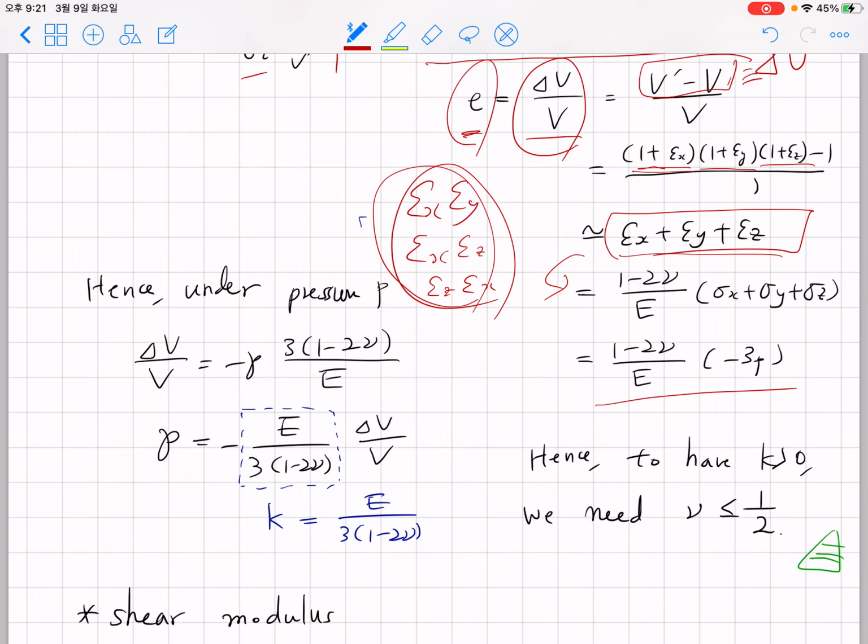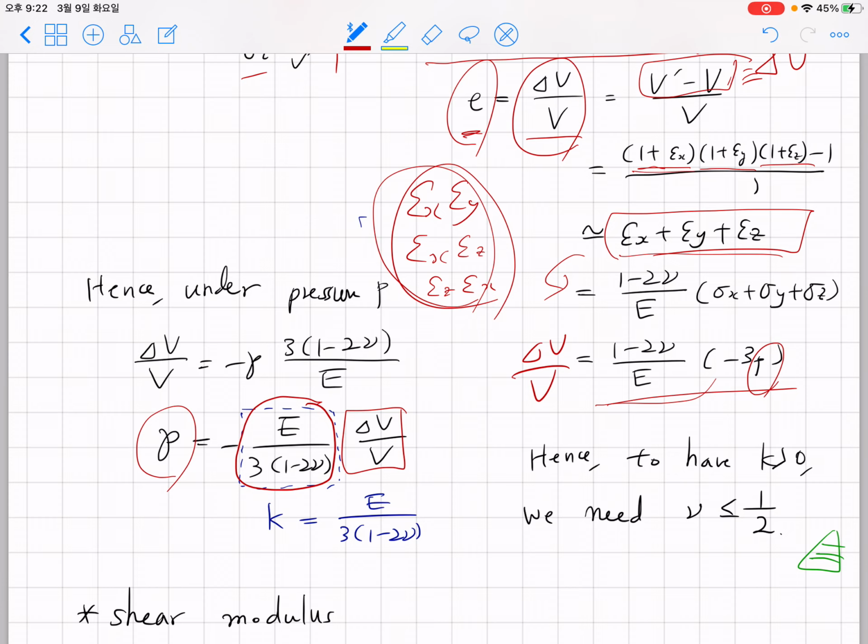Now let's plug that into our definition of the bulk modulus. What we do is we leave this p on the left hand side and put all the other terms on the right hand side. So you leave delta V over V. What you can realize is that you can identify the expression within this dotted square as the bulk modulus. Or you can say that the bulk modulus can be written as Young's modulus divided by 3 times 1 minus 2 nu. So this is the relationship between Young's modulus, Poisson ratio, and bulk modulus.